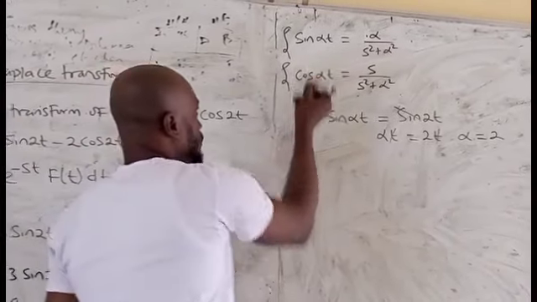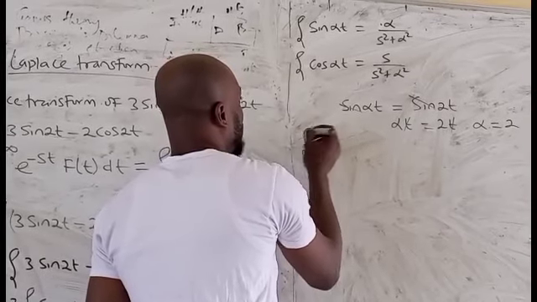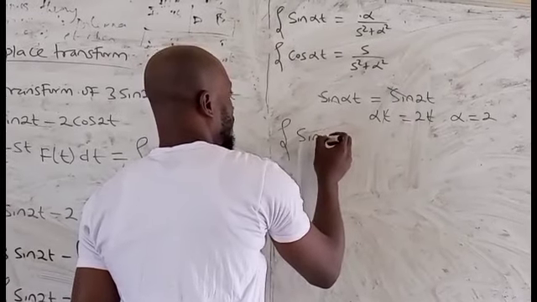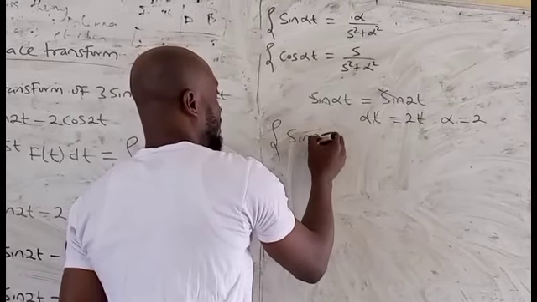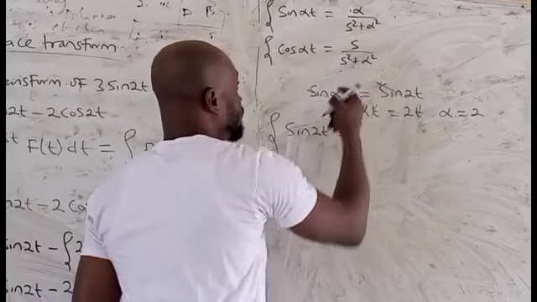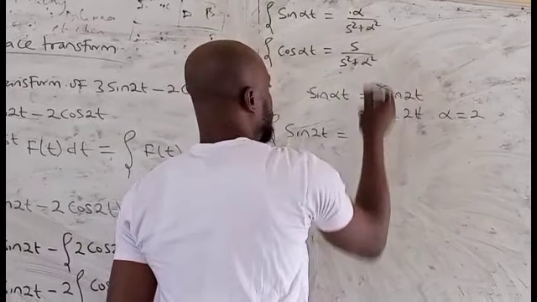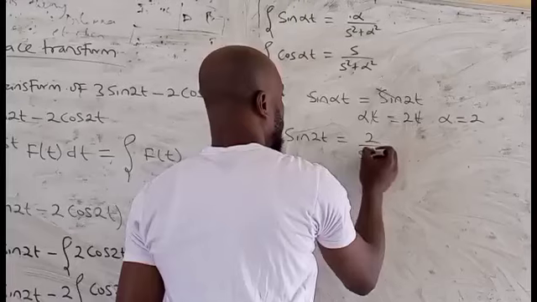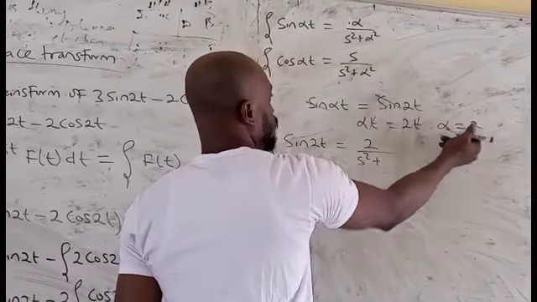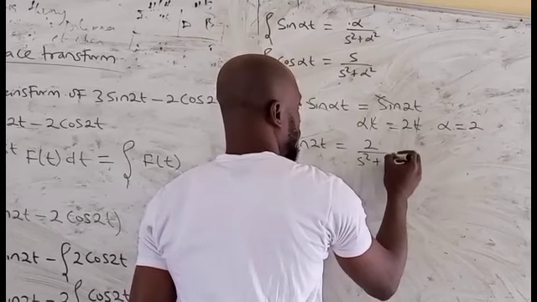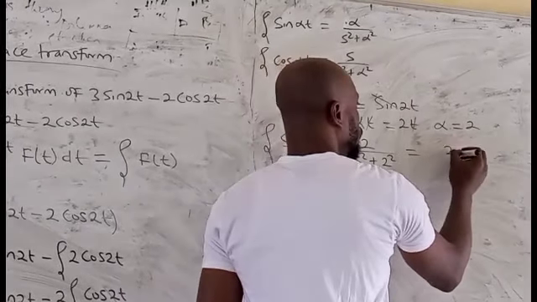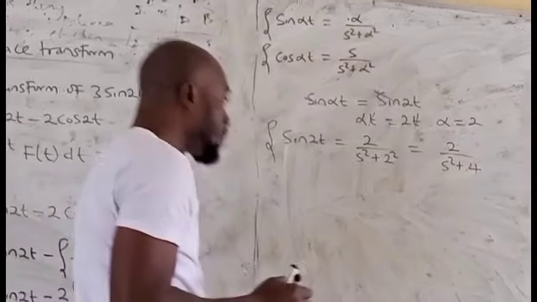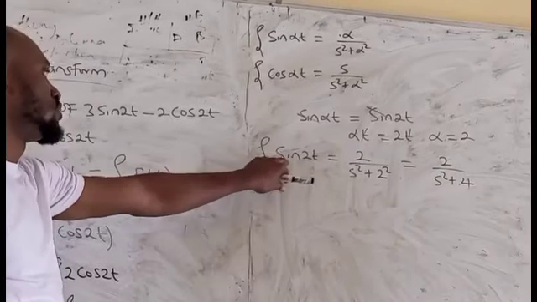So from here now, we can get our Laplace transformation of sine. Since alpha is 2, we can calculate the Laplace transformation of sine 2t. We put it here: 2 over s squared plus alpha squared, so 2 squared, which will give you 4. So this is our Laplace transformation of sine 2t: 2 over s squared plus 4.